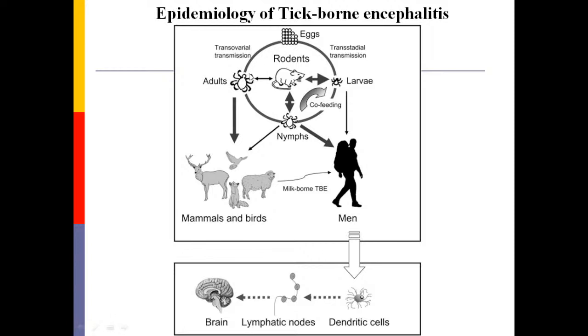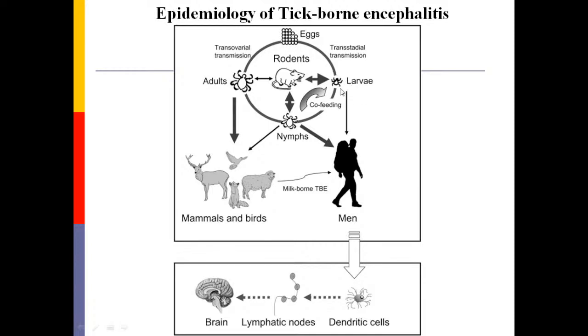For example, adult ticks before winter, for example, in late autumn, lay the eggs, produce eggs. If this tick is infected, it means that eggs are also infected. It is called transovarial transmission, when laid eggs of ticks are also infected. That's why after winter, they are preserved in the soil.